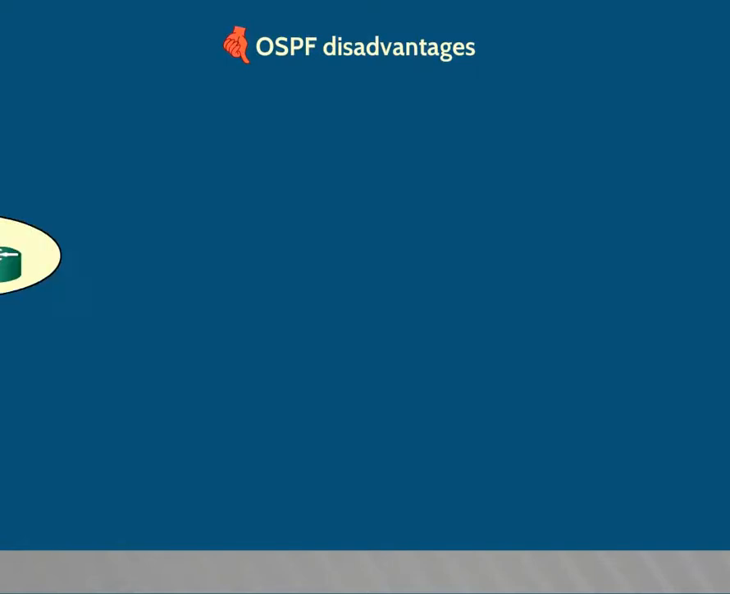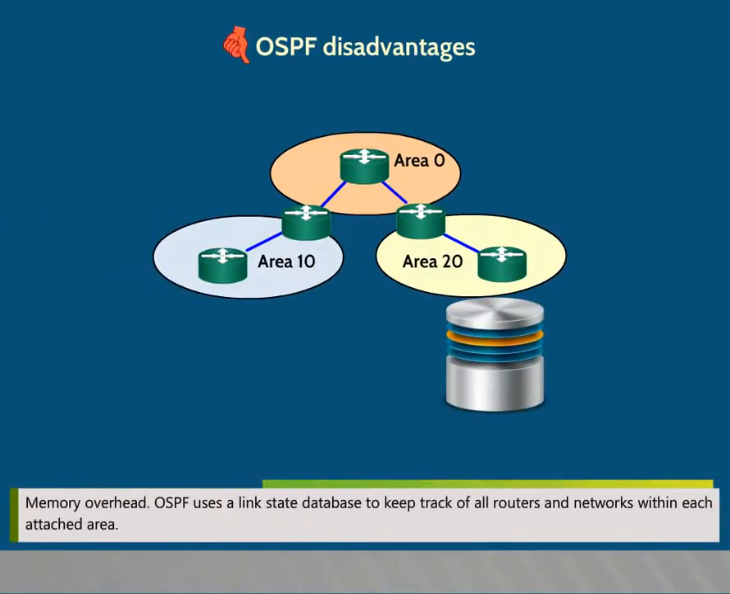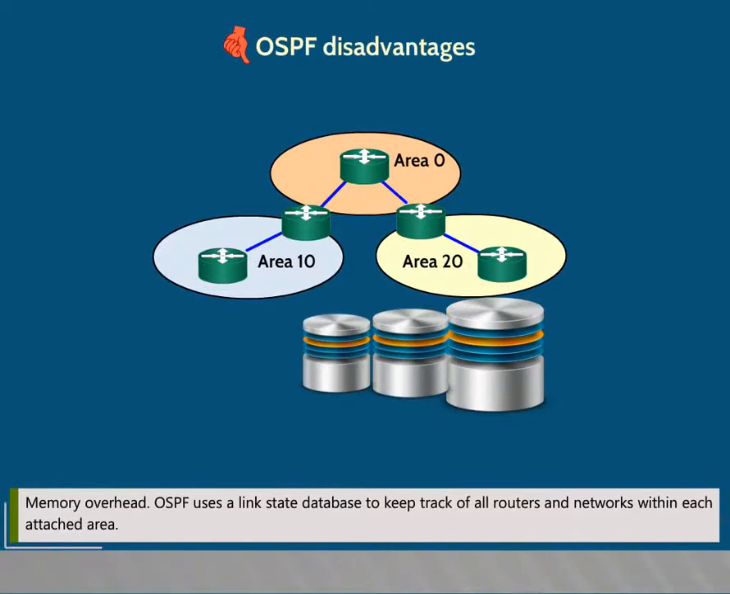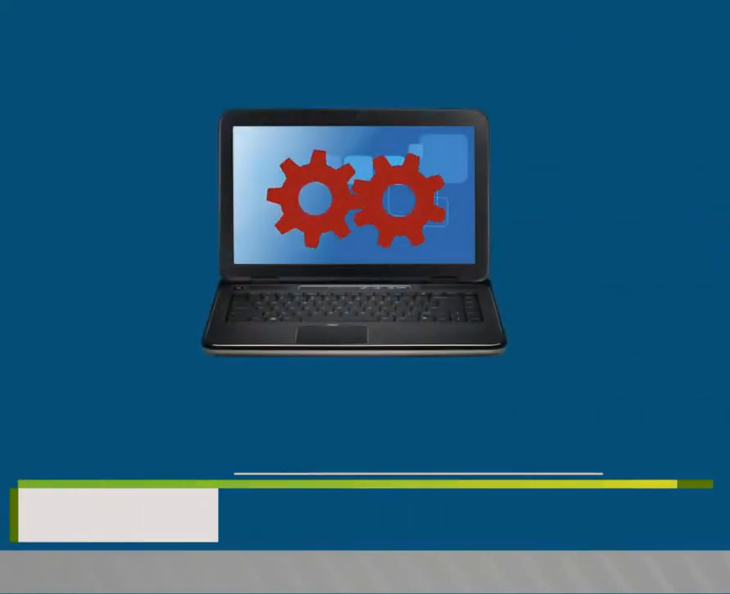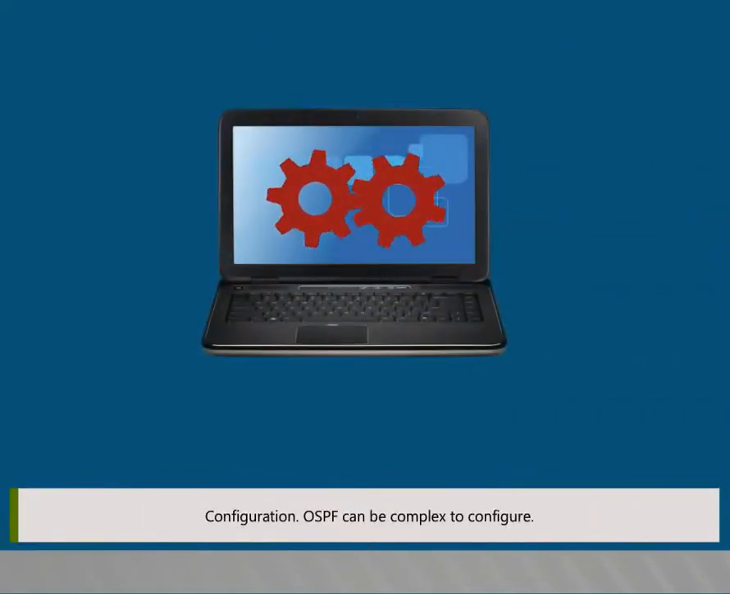OSPF disadvantages. Memory overhead. OSPF uses a link state database to keep track of all routers and networks within each attached area. With a complex topology, this database can be much larger than the corresponding routing table and may limit the maximum size of an area. Configuration. OSPF can be complex to configure.